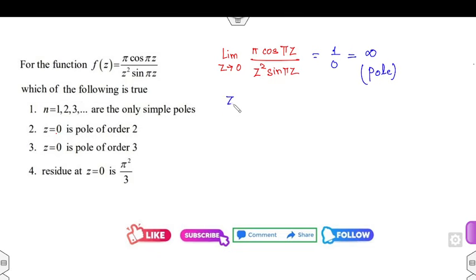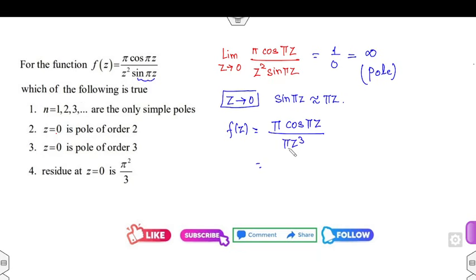Now, as z approaches 0, we all know sine of x is approximately equal to x. Then my function, this is a quick shortcut. You can solve it in this manner. It is pi cos of pi z divided by z square times pi z. So it is pi z cube. So pi and pi will be cancelled out. Cos pi z over z cube. Now clearly this value is finite at the point z is equal to 0. So that means this function has a pole of order 3. Fine. So it is a pole of order 3.